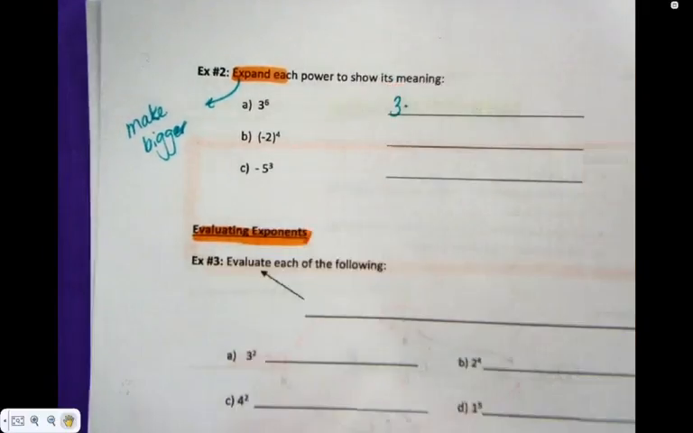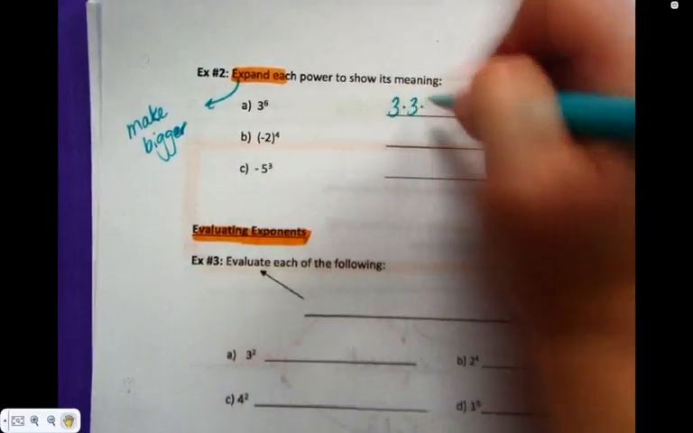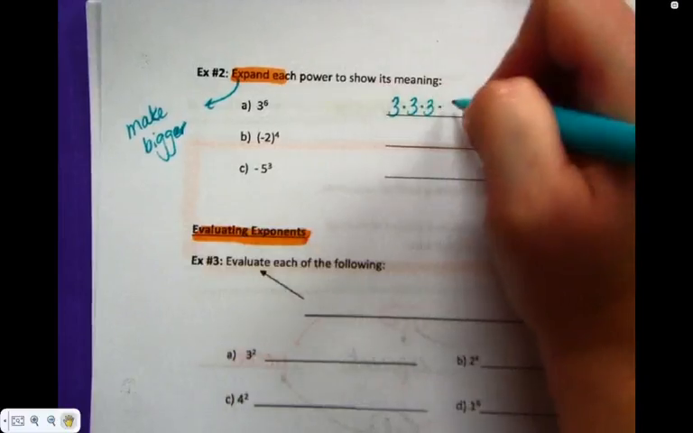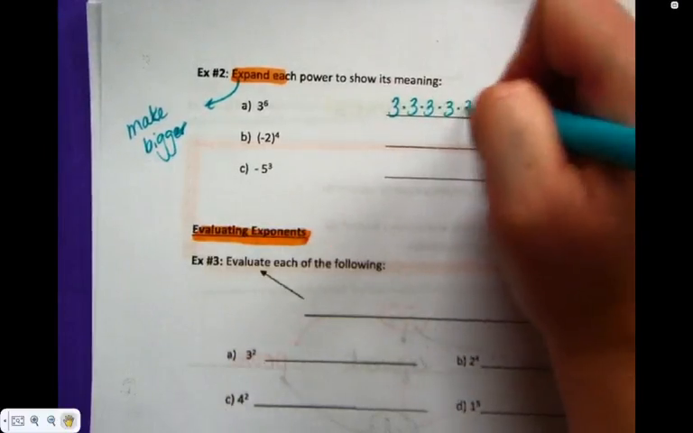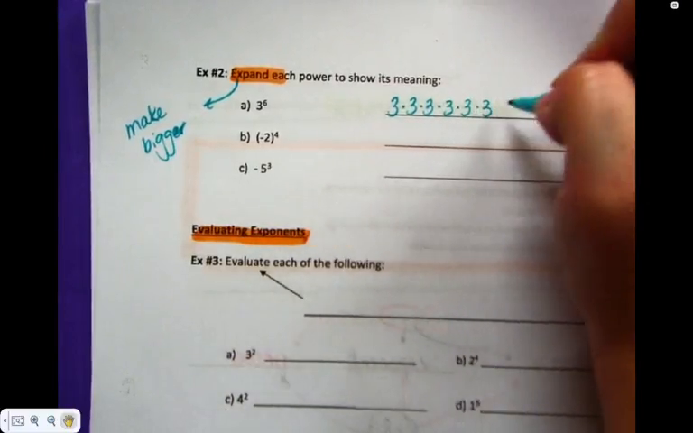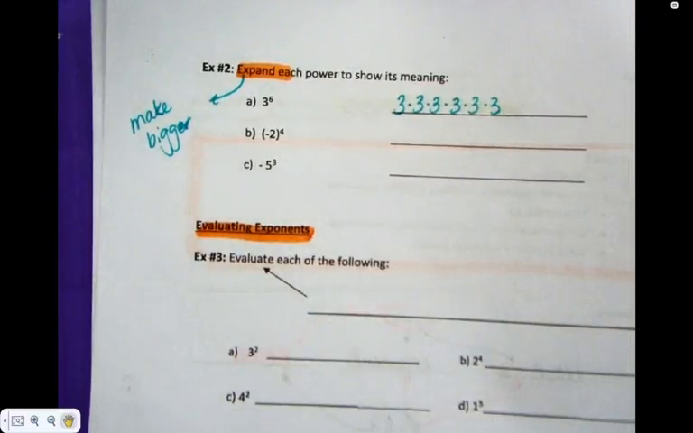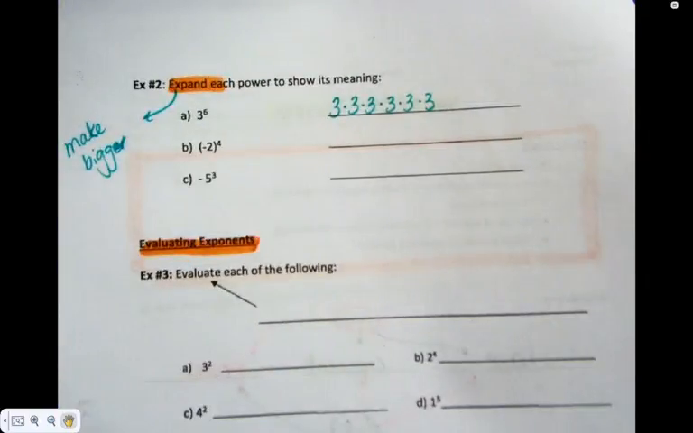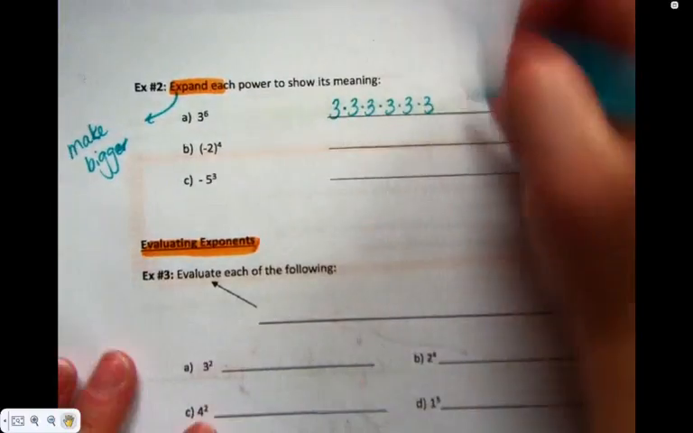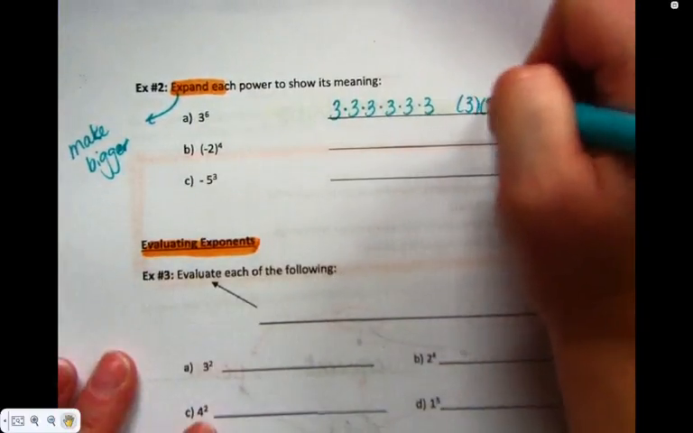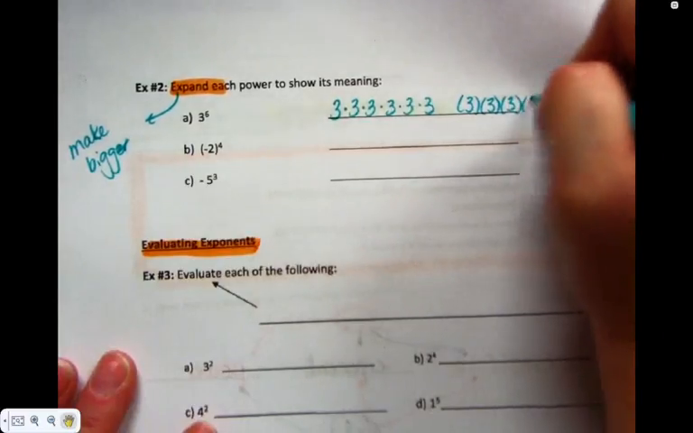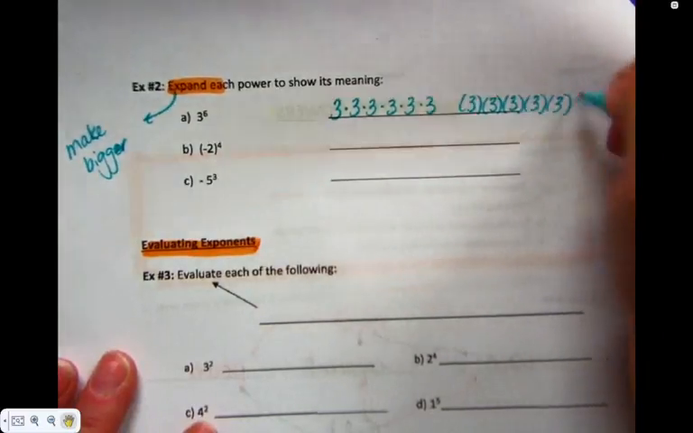3 times, times, times, times, times, times. Trick question there, 6 of them. That is one way I could write it. I could also write it with brackets if I wanted to. So I could have each of the 3 in brackets. Mathematically, they mean the exact same thing, so I would accept either answer.